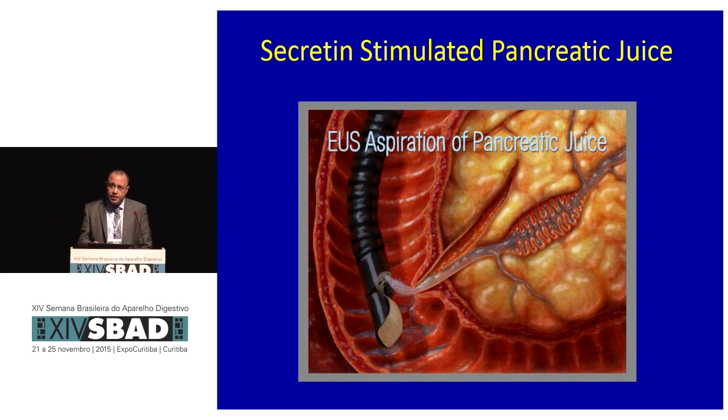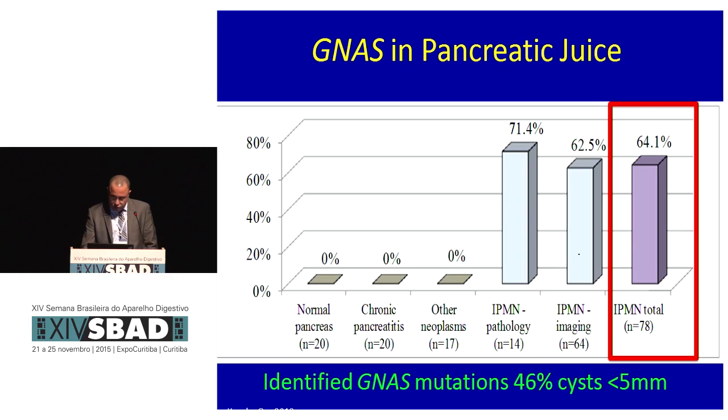Just by suctioning the juice from the duodenal lumen, they were able also to detect these GNAS mutations in pancreatic juice. So maybe one day we can just suction this juice and it can help us differentiate what type of cyst and possibly the malignant potential of the cyst.